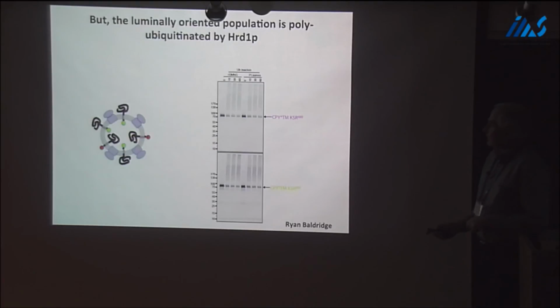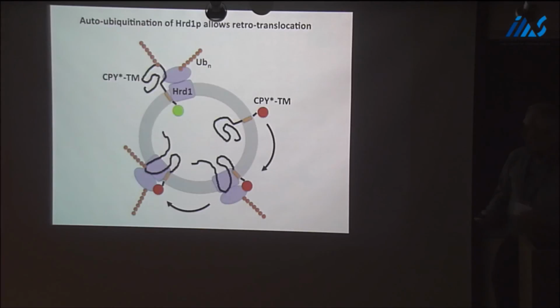And here's the important experiment. If you take these liposomes and just add the ubiquitination machinery, you find that both the green and the red molecules are modified. And so this means that the red molecules, which previously had their large domain on the luminal side, must have moved across the membrane to be able to receive the ubiquitin. And this is shown here schematically.